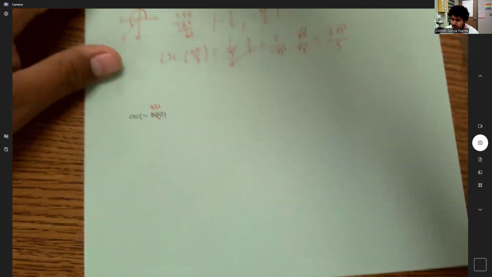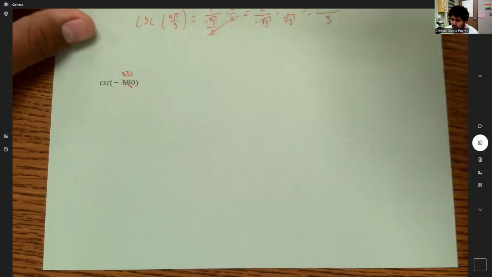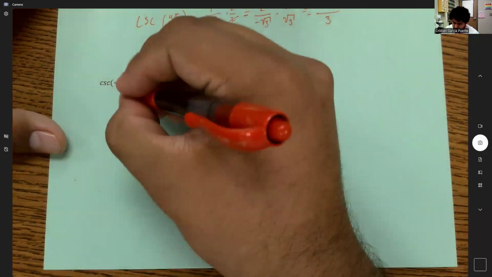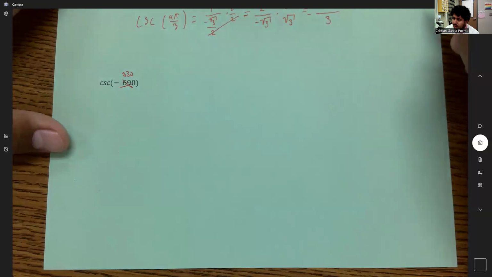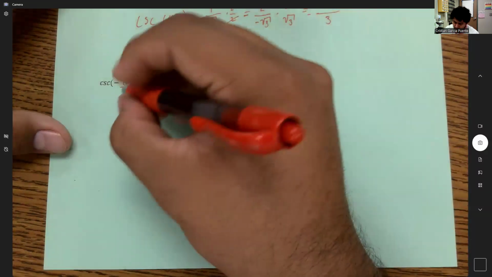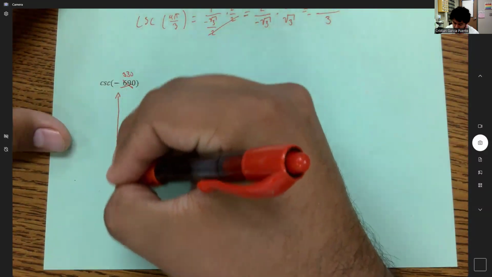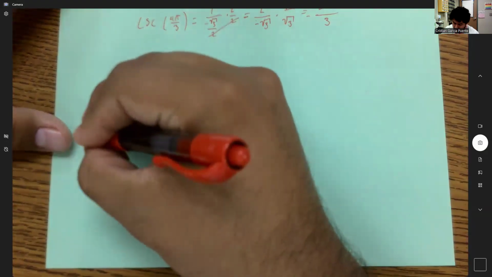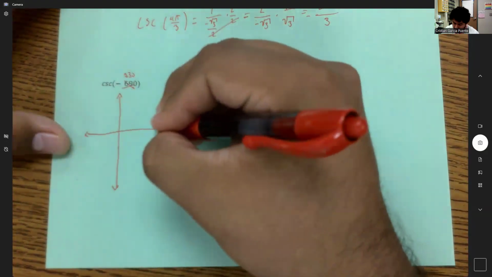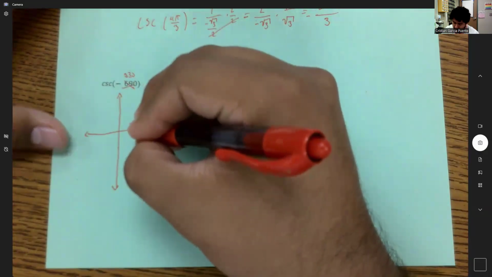All right, last one of the day, or of the vid. So there's a typo in this question. It should be negative 330. So for cosecant of negative 330, the way we're going to do it is the same thing. Since it's already in degrees, it's nice and easy where we don't have to convert it. So we're just going to draw our angle. And then since it's negative, we have to go backwards.